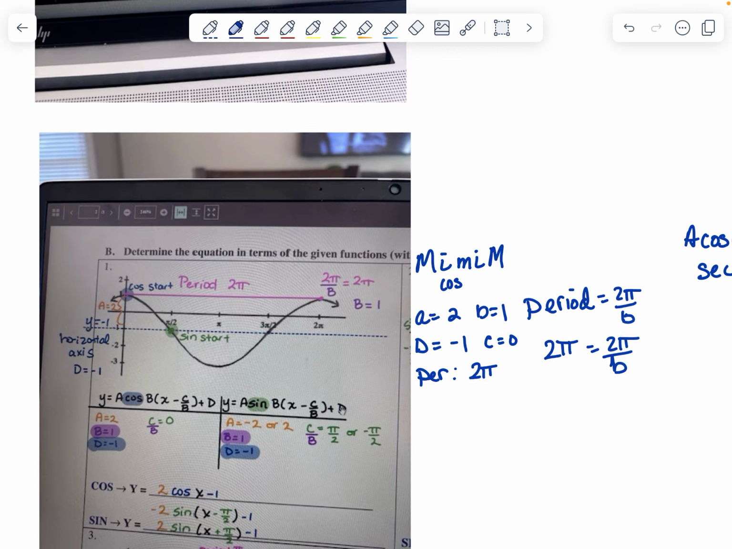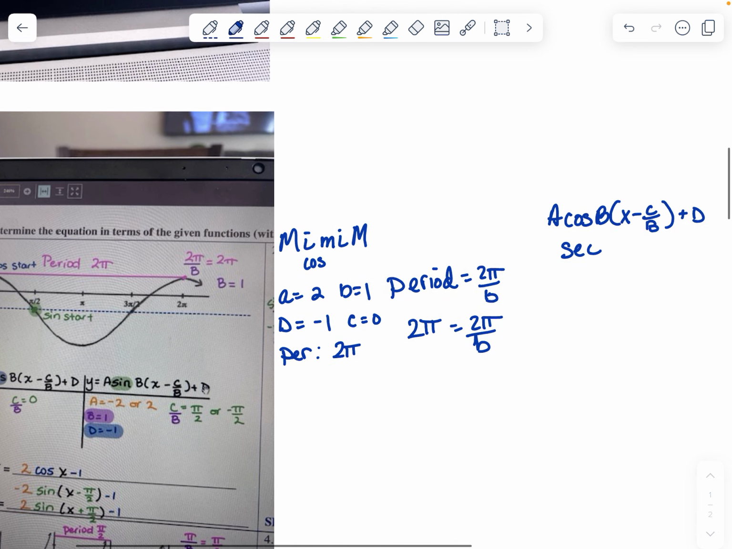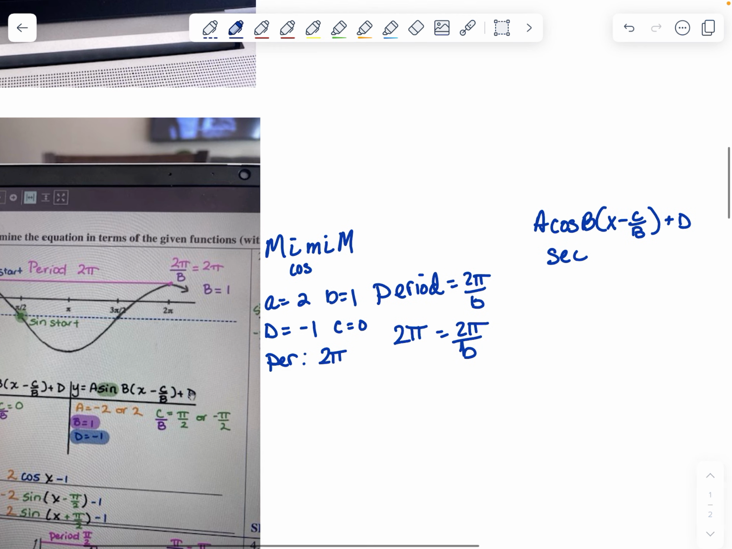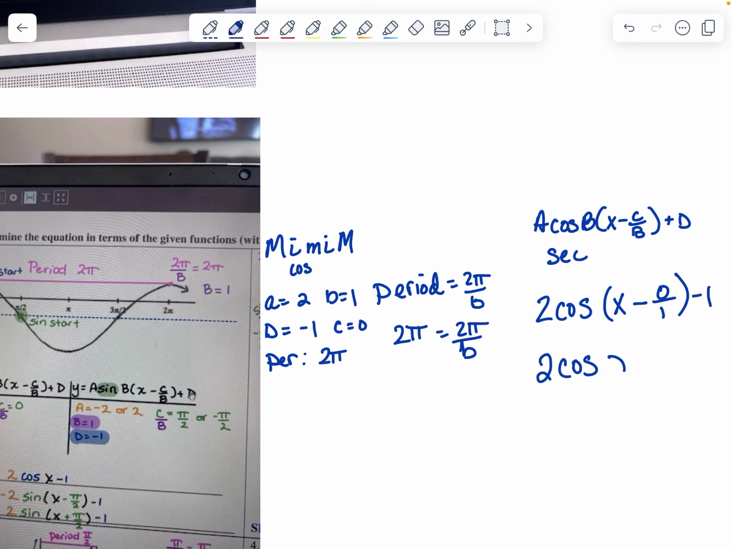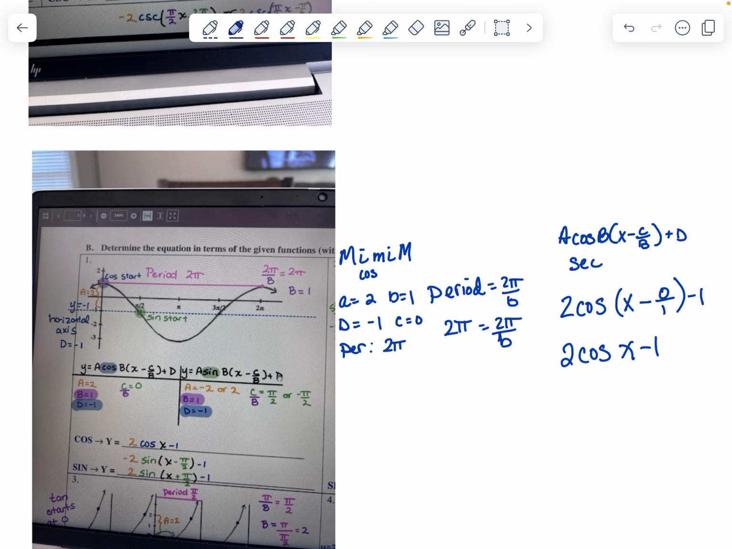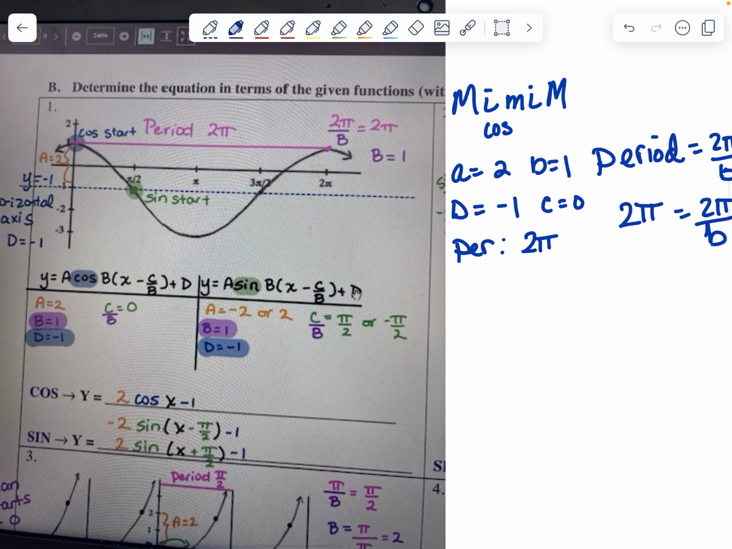And here's our formula right here, and we're just going to plug it in. So 2 cosine, B is 1. We don't have to put the 1 there. X, C over B is going to end up being 0, minus 1. So we get 2 cosine X minus 1. So that matches right here, because we started the pattern at a cosine pattern.